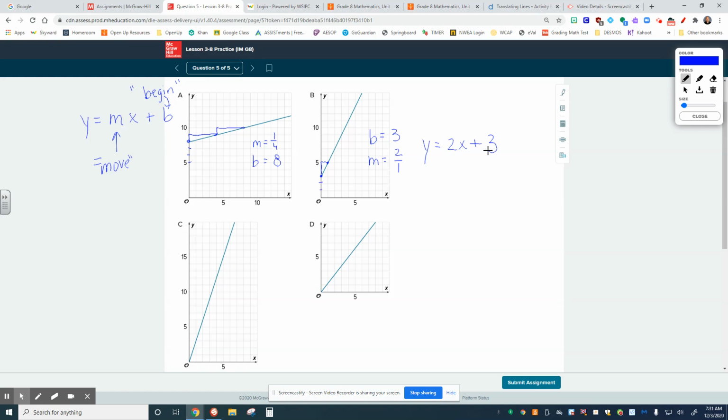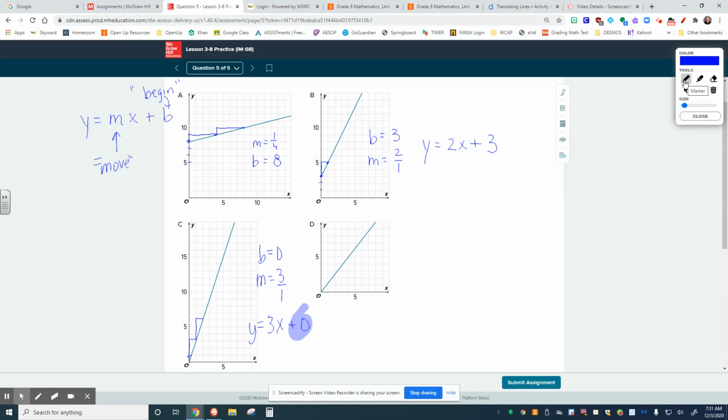Take a look at graph C. I begin at 0, and then I move by going up 1, 2, 3 to the right 1, 1, 2, 3 to the right 1. There you go. So my movement is 3 over 1, which gives me the equation y equals 3 times x plus 0. This is a proportional relation, and plus 0, there isn't any benefit to actually putting that on there. So we could leave that there, or we could just erase that. That's why it's highlighted.